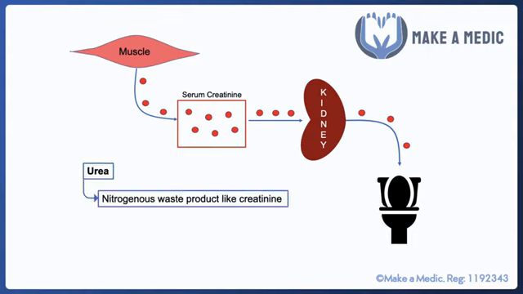So moving on to urea, it's a nitrogenous waste product that's also excreted by the kidneys, and hence an elevation in your serum urea concentration would be suggestive of some sort of renal impairment. However, there are a few caveats to interpreting urea.